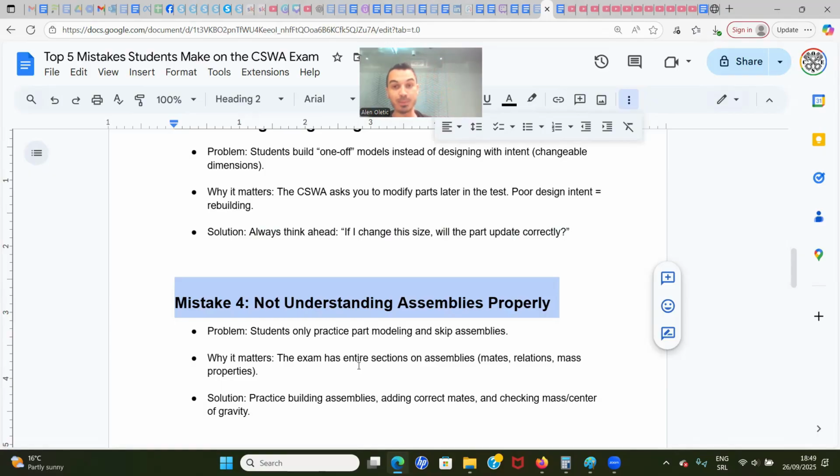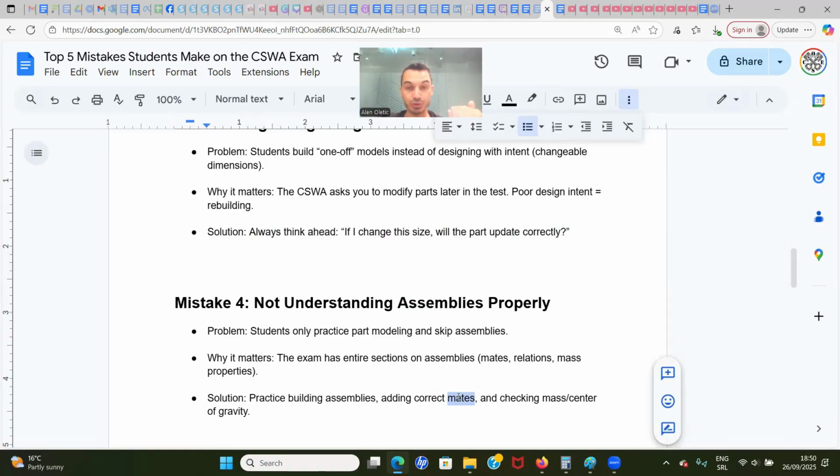Not only do you have to understand mates, how to define relations between specific elements, specific parts, it's also very important that you know how to insert assemblies into your file, because you're going to have to calculate center of mass. And if you don't insert them the right way relative to the coordinate system, the center of mass will be incorrect. Practice more assemblies, not only mates, but also how to insert parts correctly into an assembly. So this is mistake number 4, and this is how you avoid it.